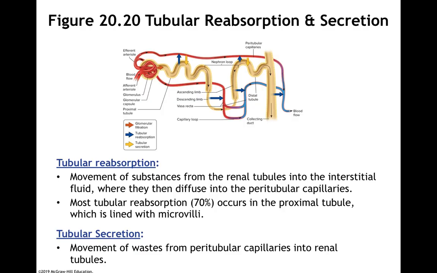So tubular reabsorption is the movement of substances from the renal tubules into the interstitial fluid, and where they diffuse into the peritubular capillaries. Most tubular reabsorption, about 70% of it, occurs in the proximal tubule, and that proximal tubule is lined with microvilli. Tubular secretion, on the other hand, is the movement of waste from peritubular capillaries into the renal tubules.